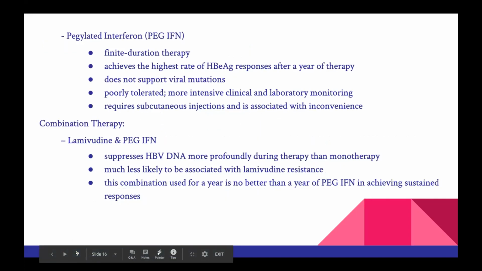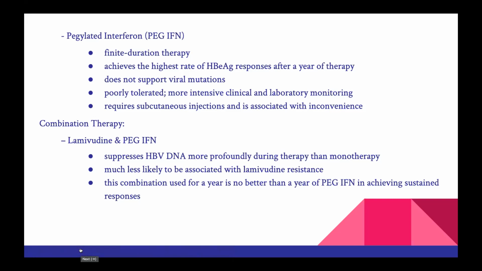Next slide, please. The next is the pegylated interferon. It has a finite duration of therapy. It achieves the highest rate of HBe antigen seroconversion after a year of therapy. It is poorly tolerated, so it requires more intensive clinical and laboratory monitoring. It requires subcutaneous injections, thus it is associated with inconvenience.